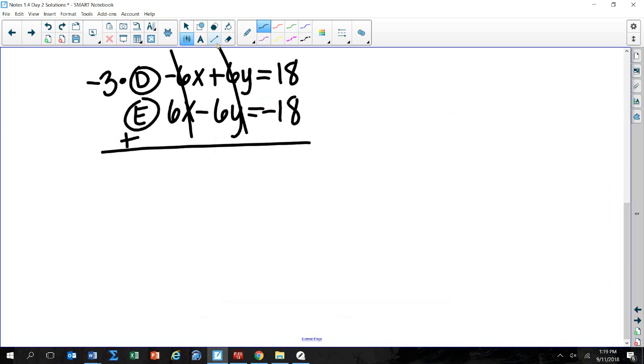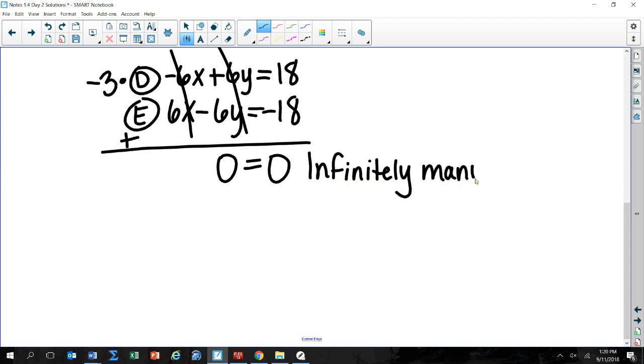That goes away. What's left on my left side of the equal sign? 0. And what's 18 plus a negative 18? 0. See how I have no more variables? But does 0 equal 0? Yes. Okay, so this is a case where you have infinitely many solutions. That's your case where you have infinitely many solutions. Any questions about that?